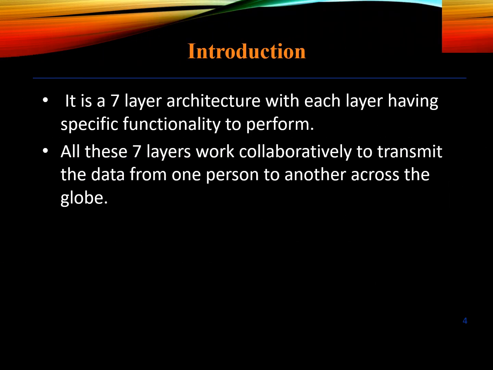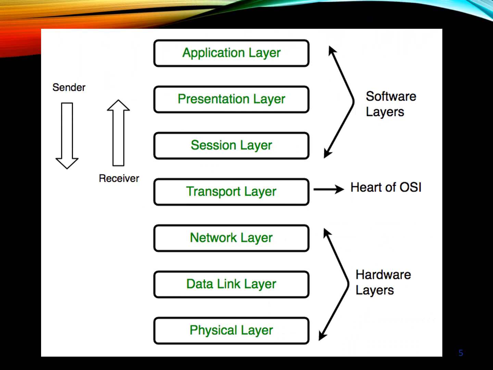It is a seven-layer architecture, with each layer having a specific functionality to perform. All these seven layers work collaboratively to transmit data from one person to another across the globe. The OSI seven layers are the application layer, presentation layer, session layer, transport layer, network layer, data link layer, and the last one is the physical layer. The first three are software layers and the last three are hardware layers. The transport layer is also called the heart of OSI.